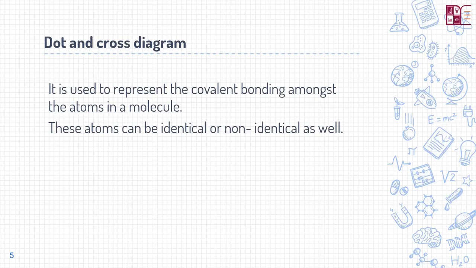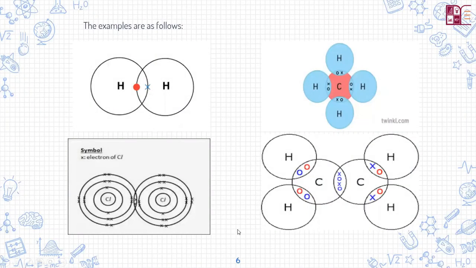Now, dot and cross diagrams represent the covalent bonding amongst the atoms in a molecule. And these atoms can be identical as well as non-identical. Dot and cross diagrams were also used to show the electronic configuration and the chemical bonding in ionic bonds as well. So here are some examples which I'm going to share with you.